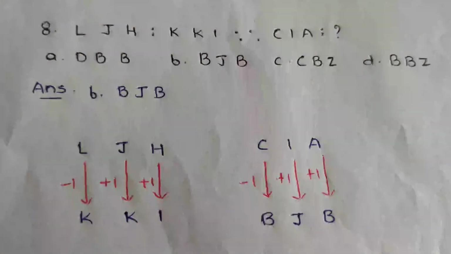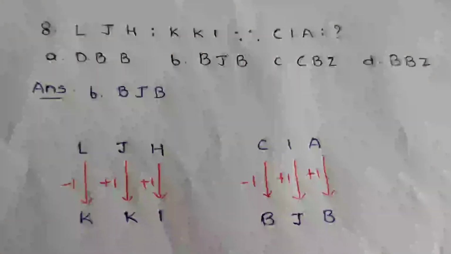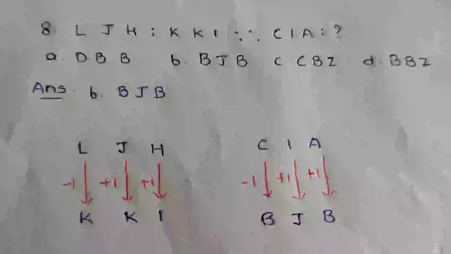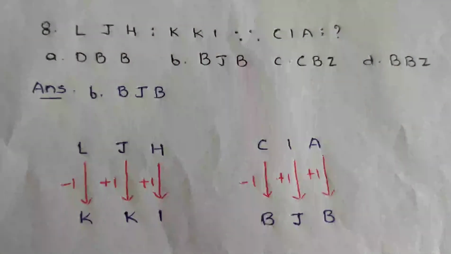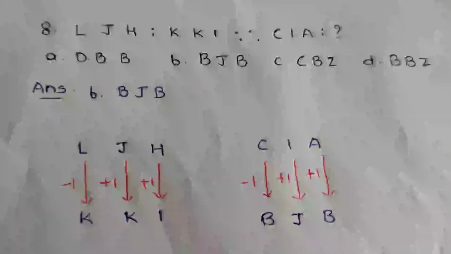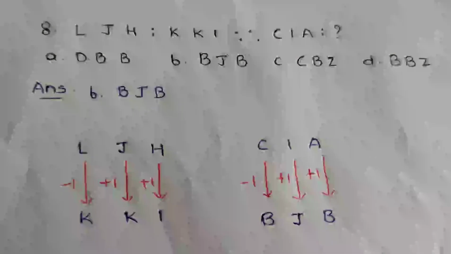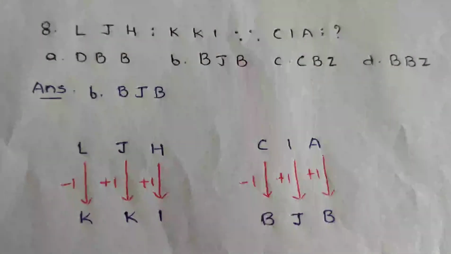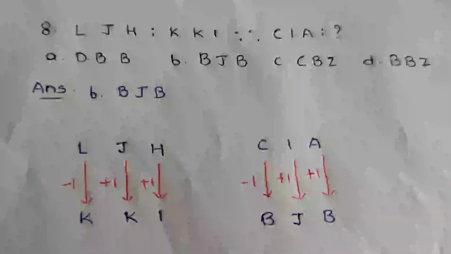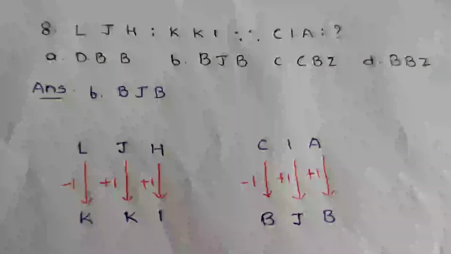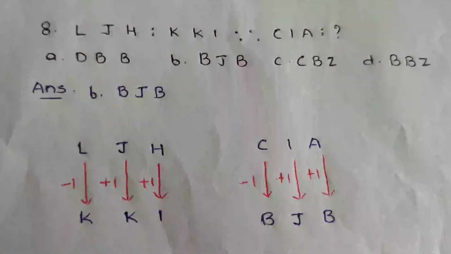Following the same sequence, here for C we have to subtract 1. So the letter that comes before C is B, and for I we have to add 1. So the letter that comes after I is J, and for A we have to add 1. So the letter that comes after A is B. So the answer is BJB, which is option B.